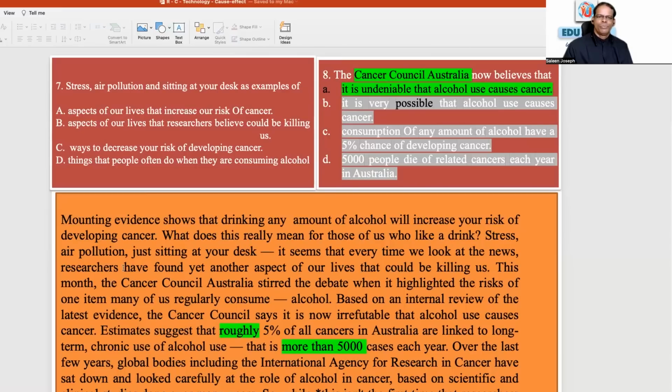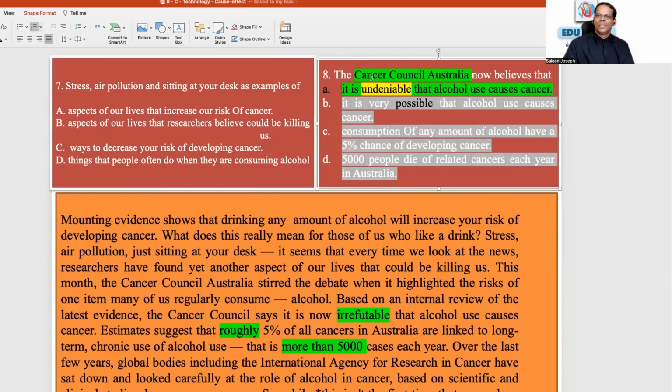Just above the 5%. Okay. Yeah. Cancer Council says it is now irrefutable. Irrefutable means undeniable. Which cannot be denied. How beautiful. Then you are saying you are not interested, you are tired, you are fed up, it is tough, it is challenging. Does it make sense?